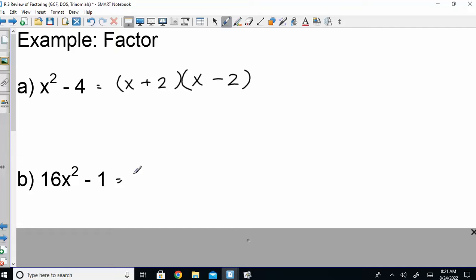What would this be? Because they're both perfect squares, no subtraction. Square root of 16 is 4, x squared breaks into an x, square root of 1 is 1.